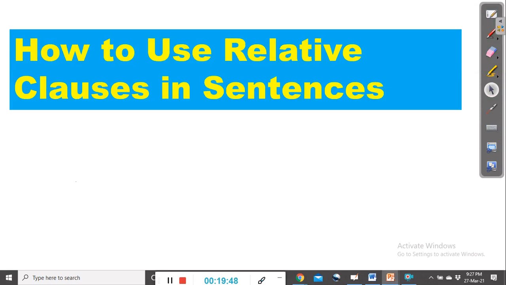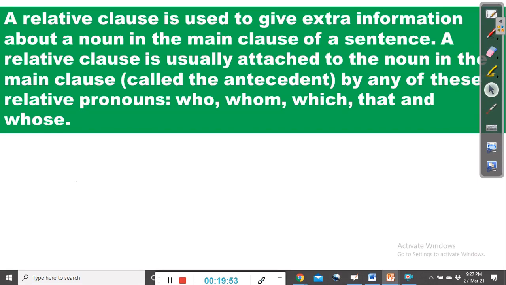Now, let's look at how to use relative clauses in English sentences. All right? Now, a relative clause is used to give extra information about a noun in the main clause of a sentence. Well, from our examination of the defining and non-defining relative clauses, we can see that the type that gives extra information is the non-defining. The defining relative clause gives primary information, while the non-defining gives extra information. So let's get this right.